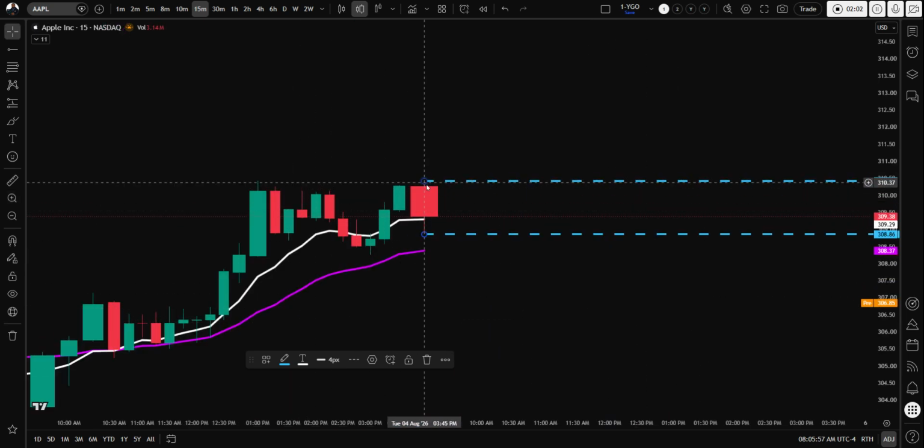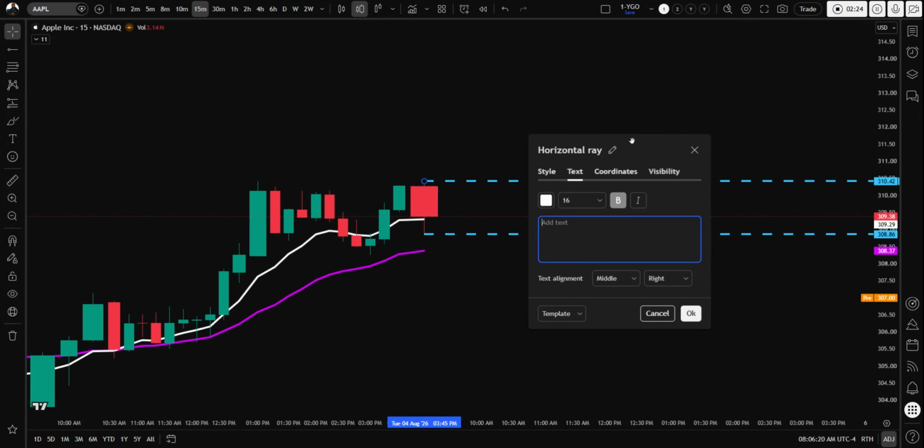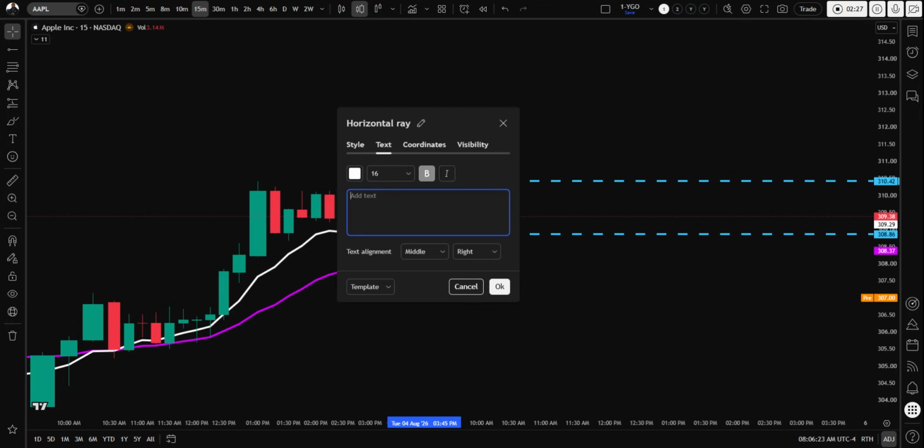I take the top, and I do include the wicks, so that sets my top and bottom. That's 310.41, I want to say it's 42. Then I just go ahead and make this my PD, and I label it so it's easy to see on the chart when I'm looking. I put that as my high.